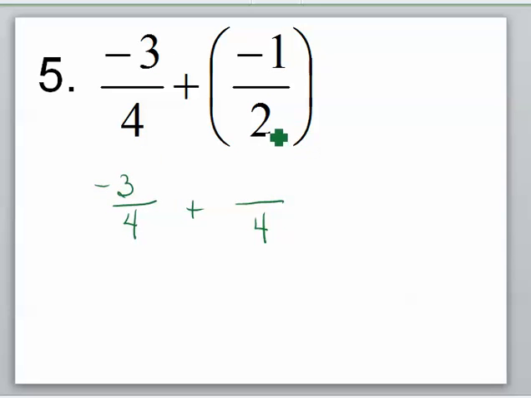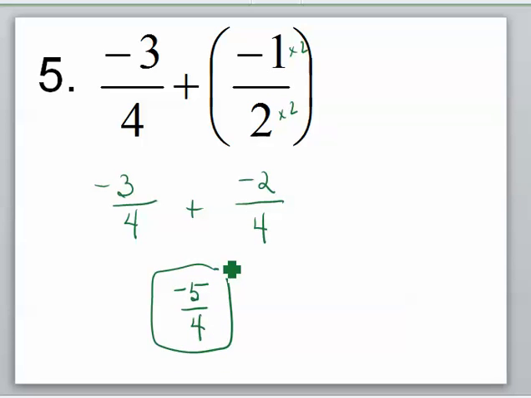Plus, this one changed. It went from being a 2 to a 4. So you multiplied by 2, so you have to multiply the top by 2, which gives you a negative 2. Now it says I owe somebody $3 and I owe them 2 more, so I owe them a total of $5. Keep my denominator. So my answer is negative 5/4. Remember, when you're adding fractions, keep the denominator, add or subtract the numerators.